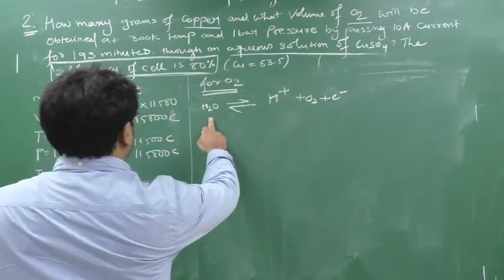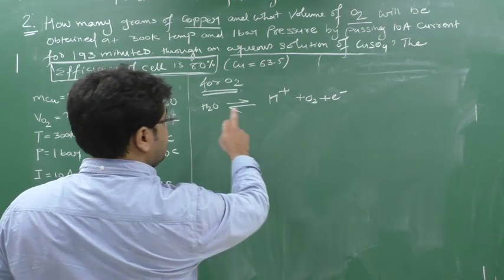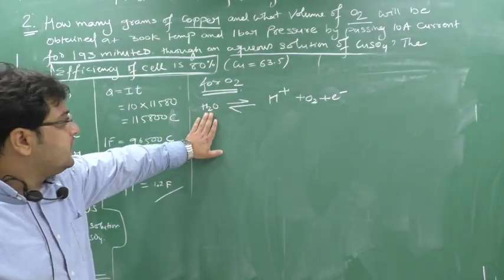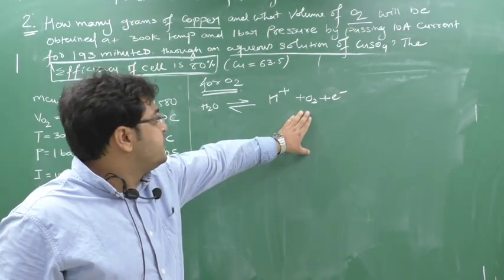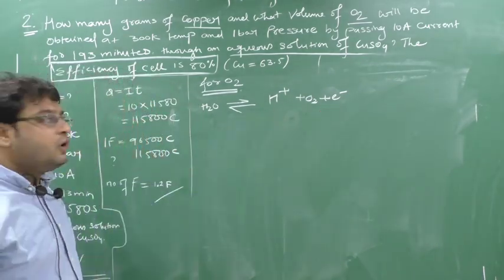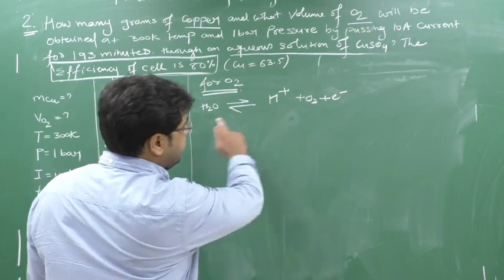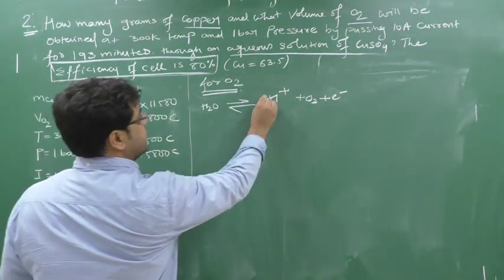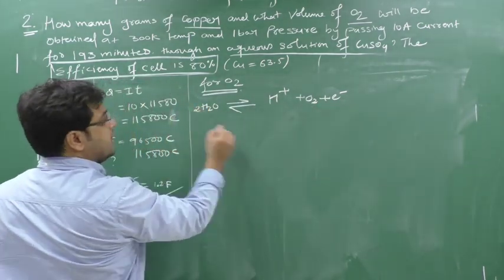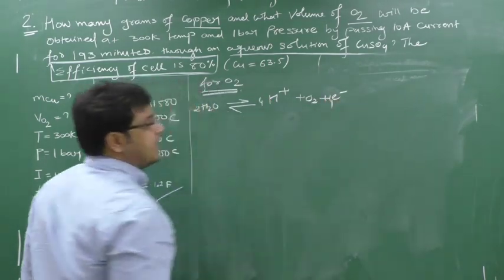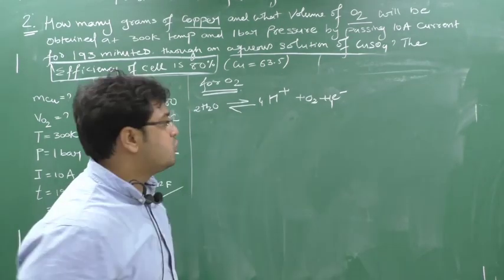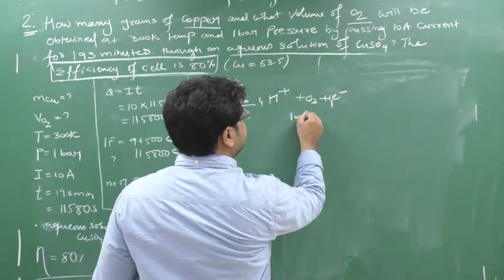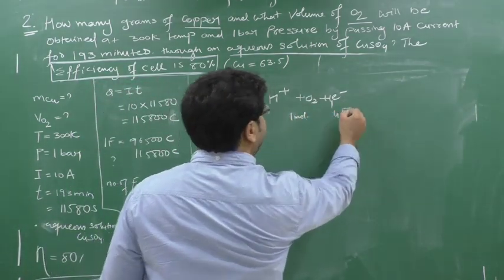Now see here, water at the anode, oxygen will be at the anode. Water will undergo oxidation and liberate electrons. So here oxygen gas will be liberated and here H plus will be liberated. Now we will balance the equation. Here I have 2 oxygen, so 2, and here 4. Now I got one stoichiometry relation between oxygen and electron. I get 1 mole of oxygen by supplying 4 Faraday.